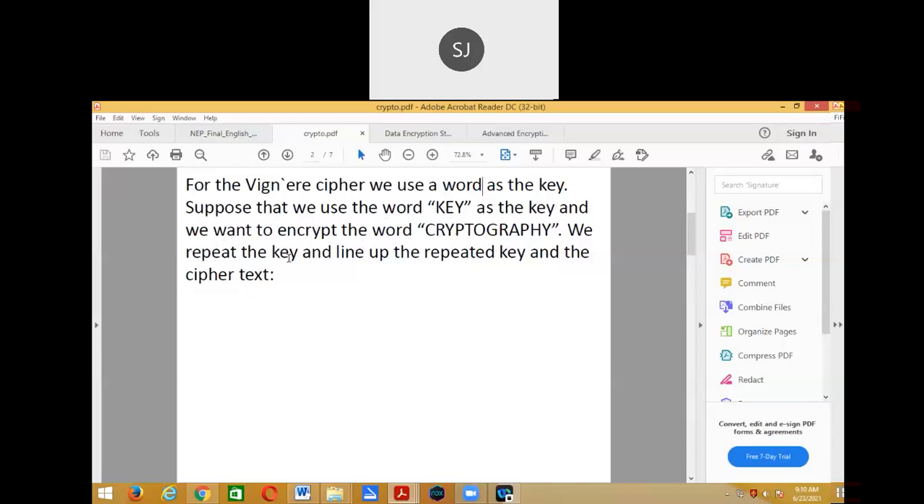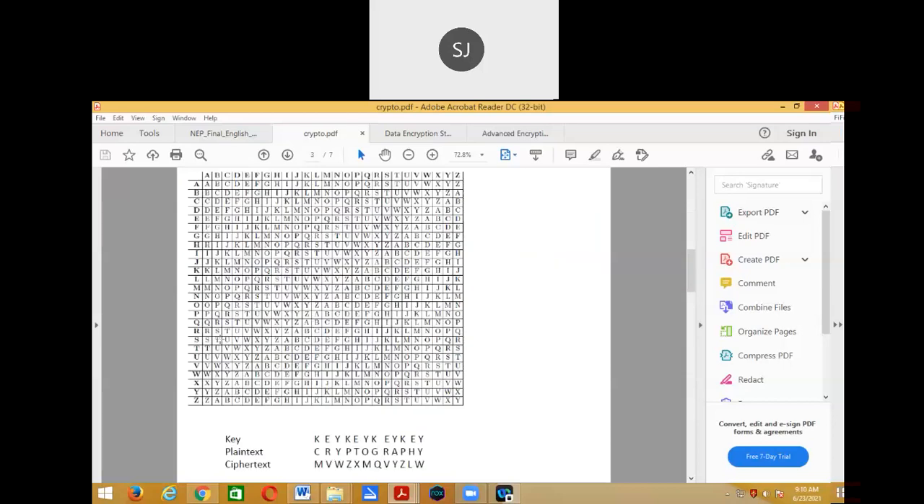So we repeat the key and line up the repeated key with the plain text. See here, cryptography we are encrypting. So what we have done? The key we have written repeatedly: K-E-Y, K-E-Y, K-E-Y, K-E-Y. It is repeatedly written. Are you getting my point? So this key is repeatedly written above our plain text. Is it clear? Any doubts?